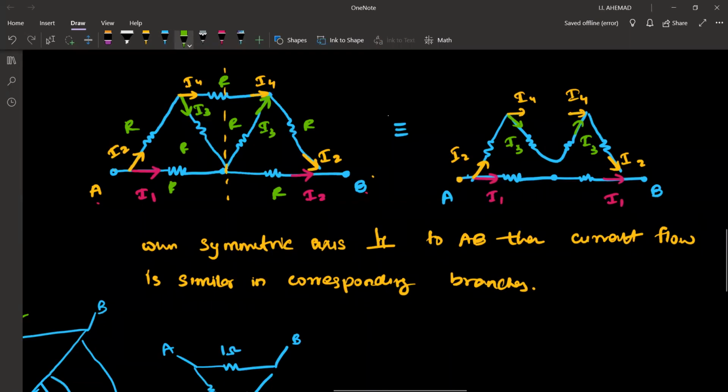So I'll divide this resistor to R by 2, R by 2. Now can you solve this? Do you find anything in series, parallel? Yeah, these two are in series. These two are in series. So this combination is parallel. And then series. And then parallel. So we can solve. Is the idea clear?